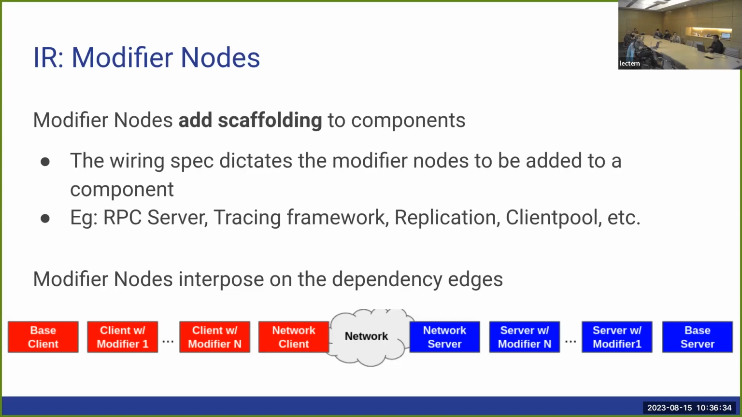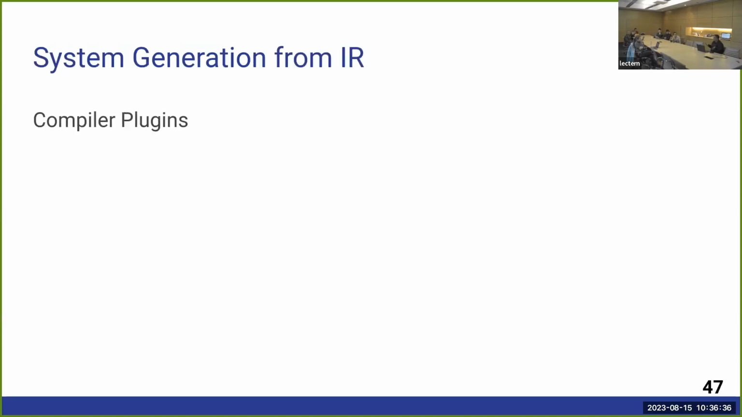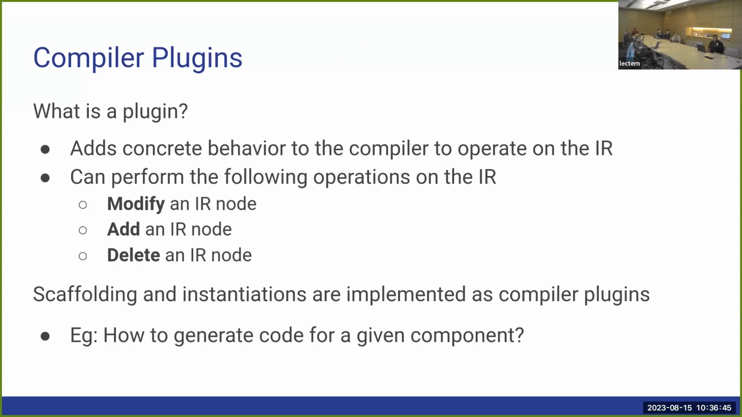That might be a little bit too much to take together, so we'll walk through this step by step. So first, to tell you how we actually generate the system from IR, we're going to talk about compiler plugins. The compiler plugin basically adds concrete behavior to the compiler to operate on the intermediate representation. It can perform the following operations.